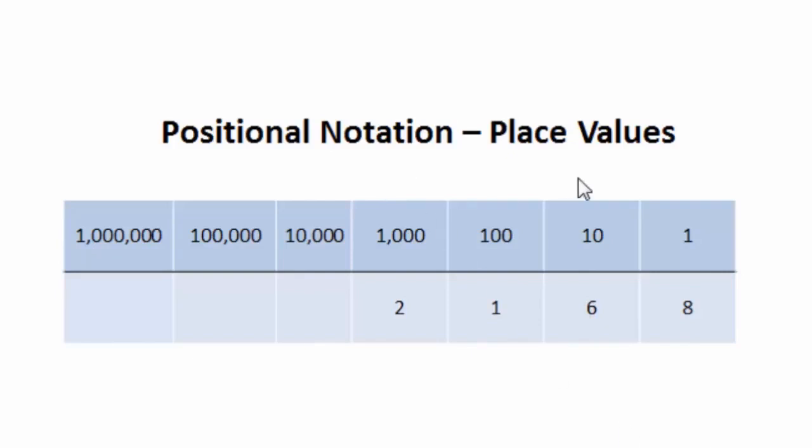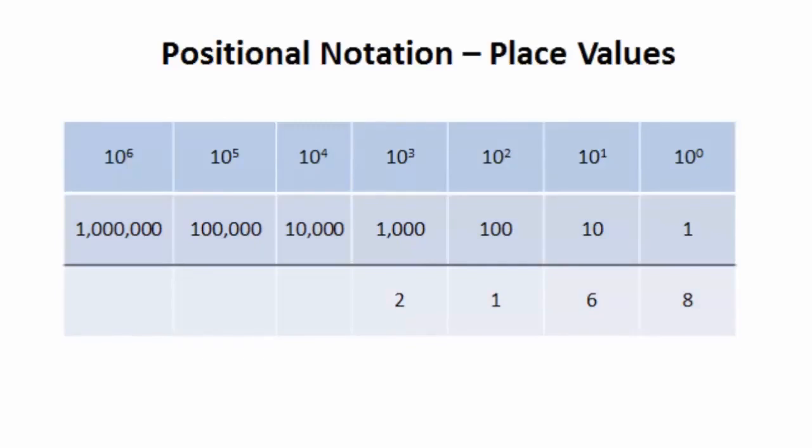Now when we're talking about the place values in the decimal number system, we're talking about the powers of 10. You can see that the ones place is the 10 to the 0, the tens place 10 to the 1, the hundreds place 10 to the 2, or 10 times 10, which is 100. The thousands place is the 10 to the 3, or 10 times 10 times 10, and so on and so forth. So you can see that the place values are based on powers of 10.